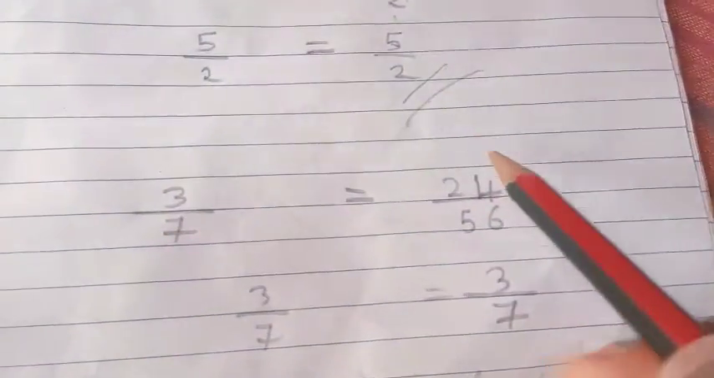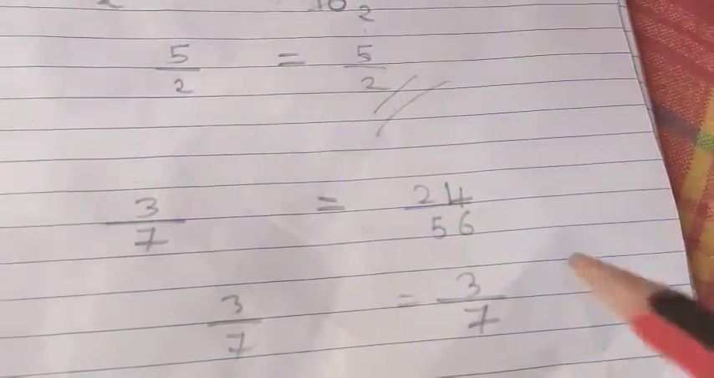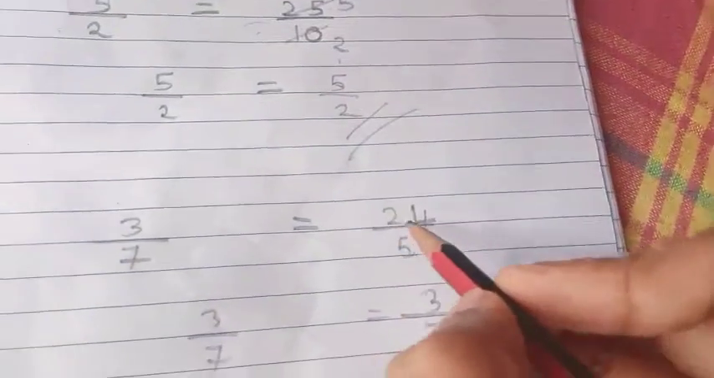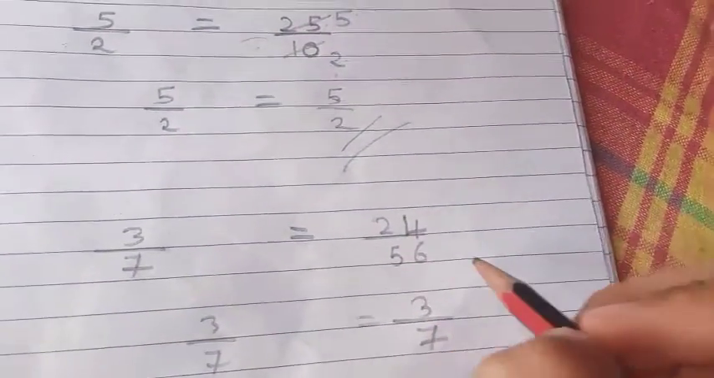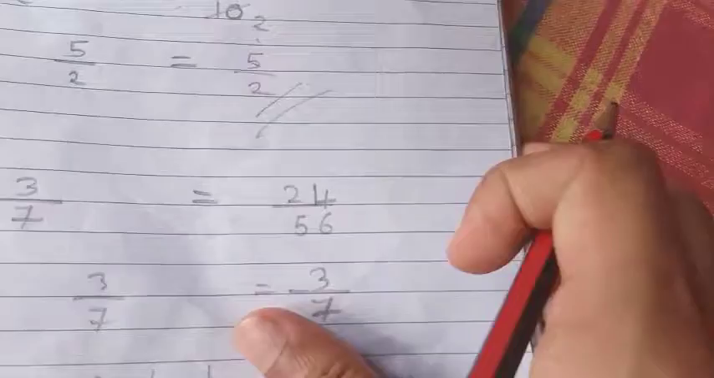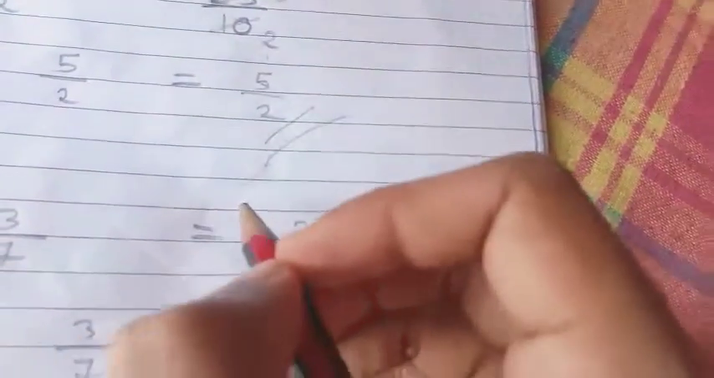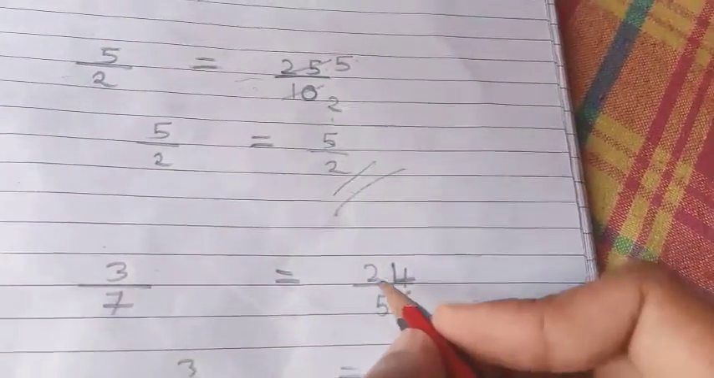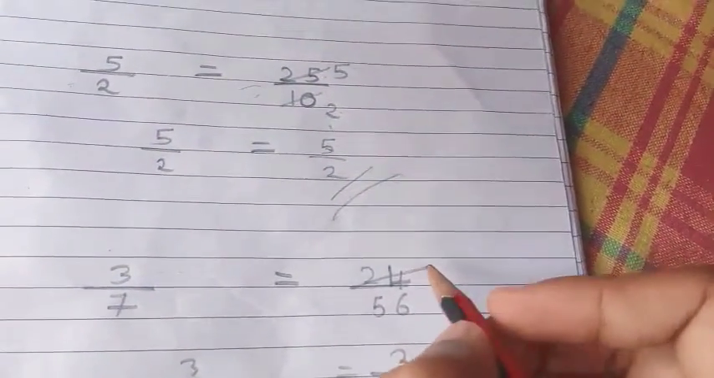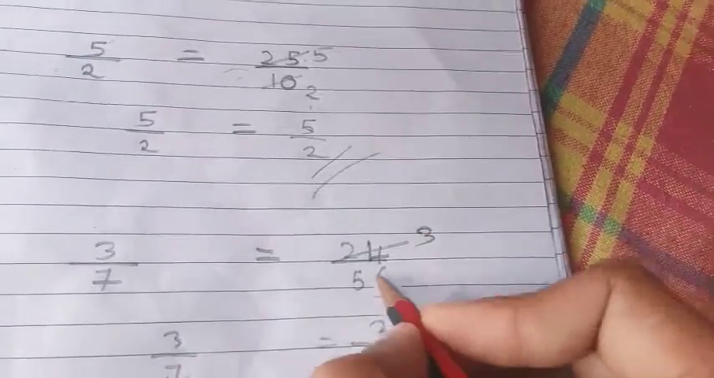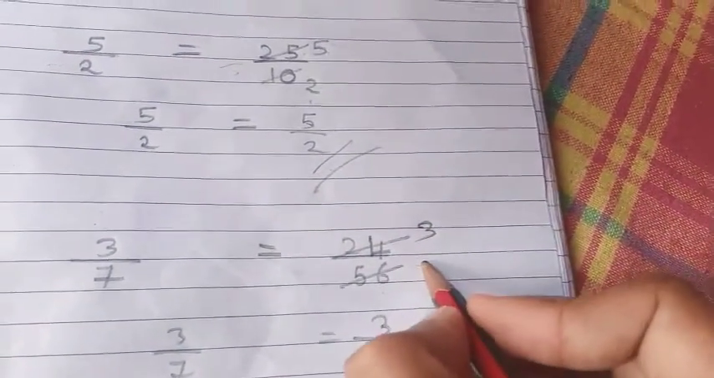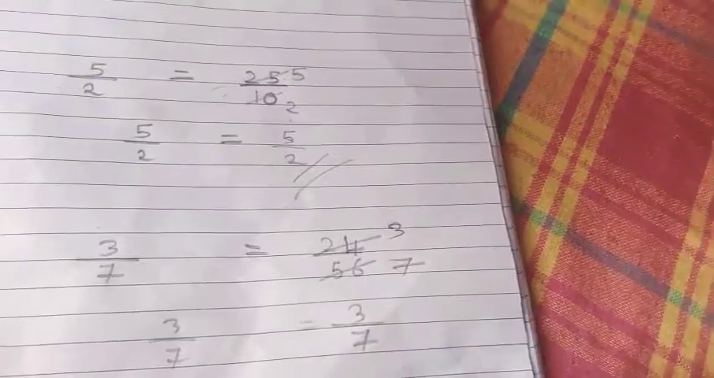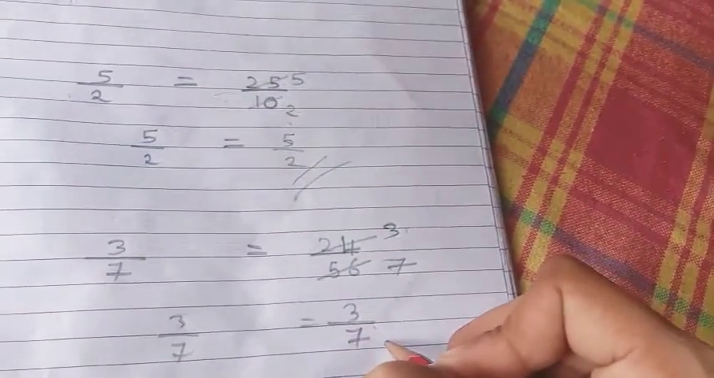Again some more examples. 3 by 7 and 24 by 56. Check whether these are equivalent fractions. How will you check? See, these can be solved further. Both come in the table of 8. So 8 3s are 24 and 8 7s are 56. So in this way again we got the final answer to be 3 by 7.